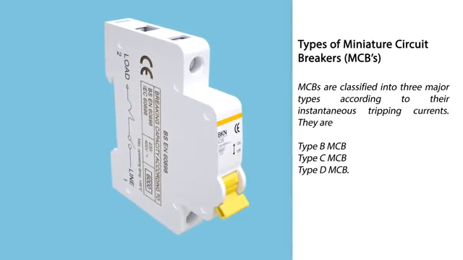Types of miniature circuit breakers. Miniature circuit breakers are classified into three major types according to their instantaneous tripping currents. They are Type B, Type C, Type D.